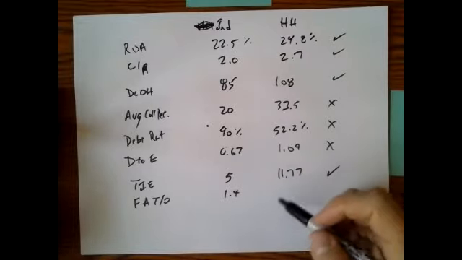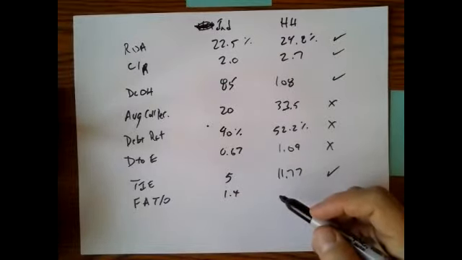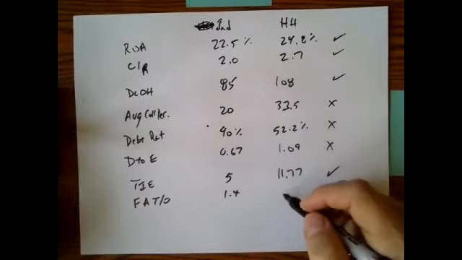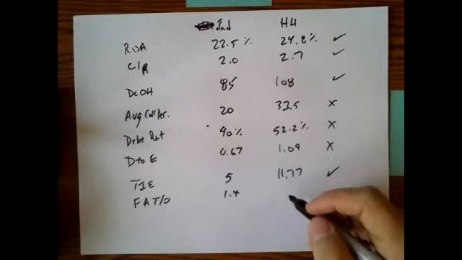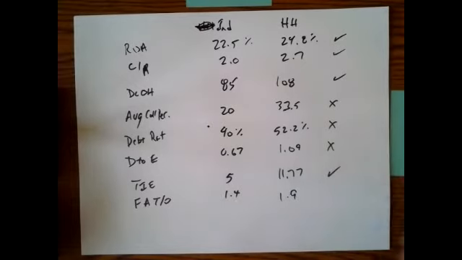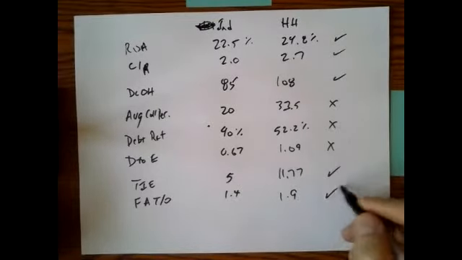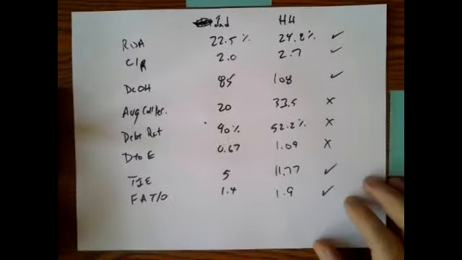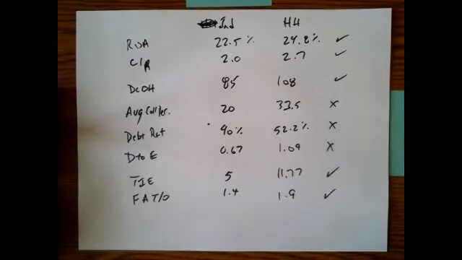And then finally, their fixed asset turnover is total revenue divided by net fixed assets. So that's 64,000 divided by 33,000. That gives them a fixed asset turnover of 1.9. That means that they do a better job utilizing their fixed assets than the industry average. So that's good.